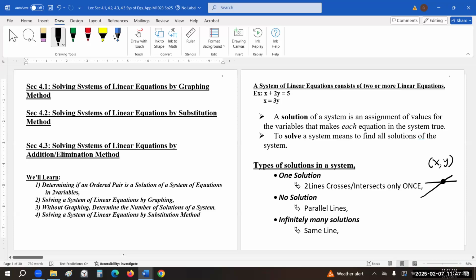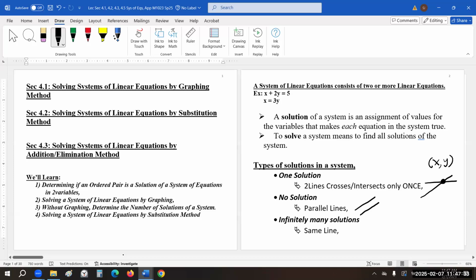Or the two lines we are working with can be parallel lines. If they are parallel lines, that means they are never going to intersect. And if they don't intersect, we're not going to get any solution. So parallel lines have no solution.